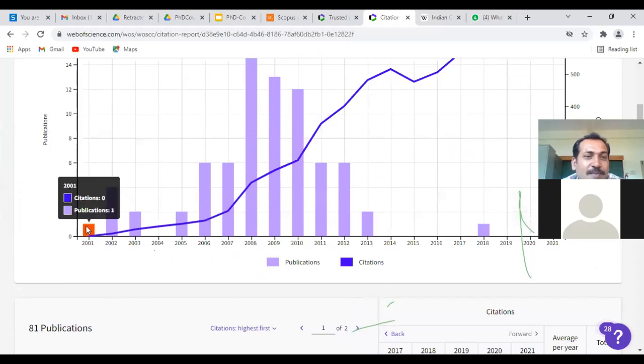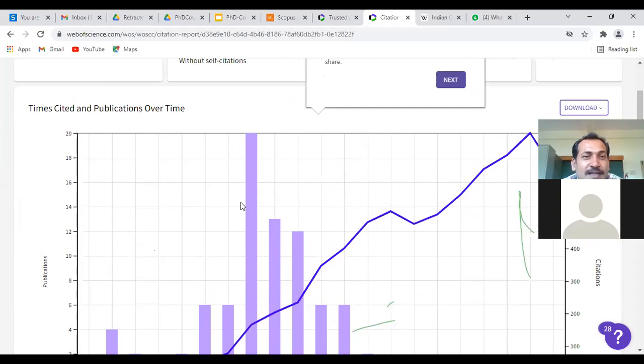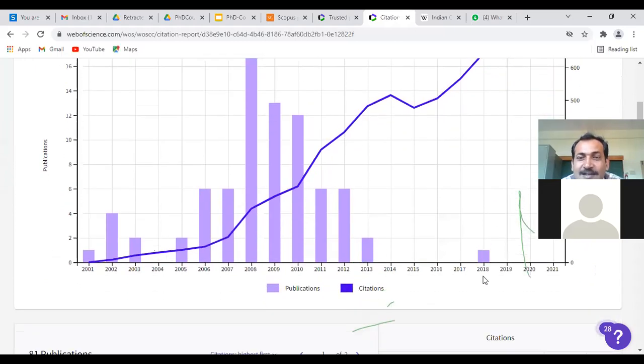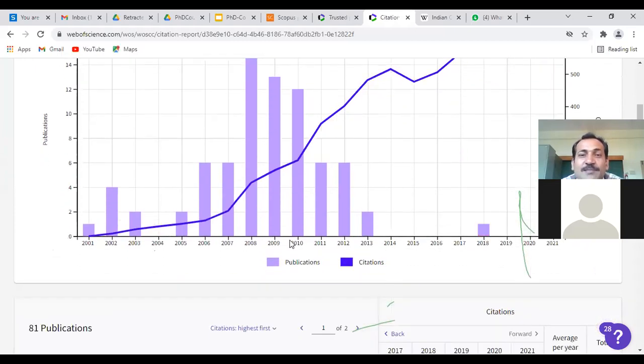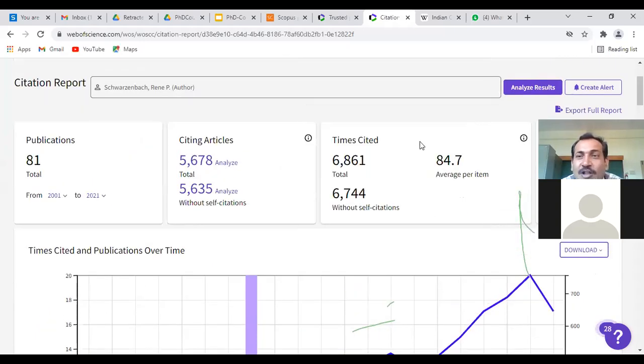In 2001, one publication, 0 citations. In 2002, 4 publications and 8 citations. In 2003, 2 publications, 21 citations. In 2004, the author didn't publish any paper. In 2005, he has 2 papers and 38 citations. In 2008, he has the maximum, 20 publications and 165 citations. And now the number of times these research papers published by him are cited is increasing, right? So in which year he has published how many papers and how many citations, that we can see out here.